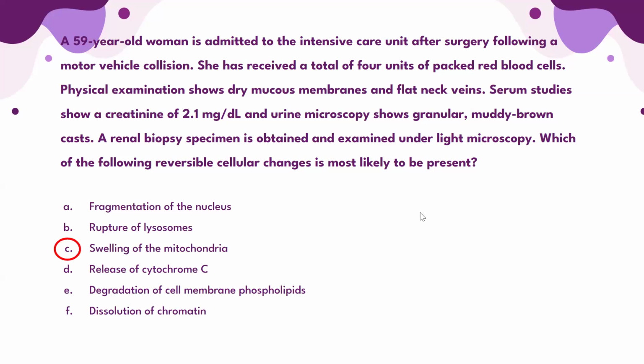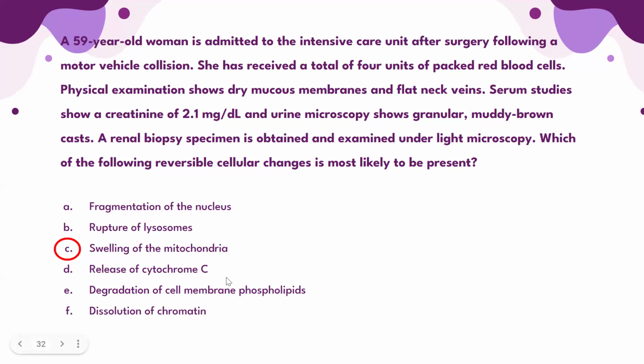So, swelling of mitochondria is reversible. Pretty much all of the other things mentioned on this slide are actually irreversible. Fragmentation of the nucleus, no. You're not going to be able to form a new nucleus once fragmentation has already occurred, right? It's not reversible. Rupture of lysosomes, again, once lysosomes have ruptured, the digestive enzymes are released. They're going to break down the cytoskeleton, and the cell is pretty much gone at this point.